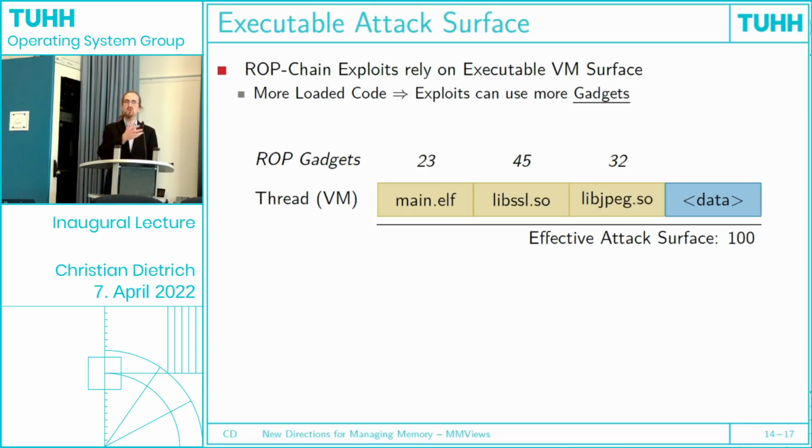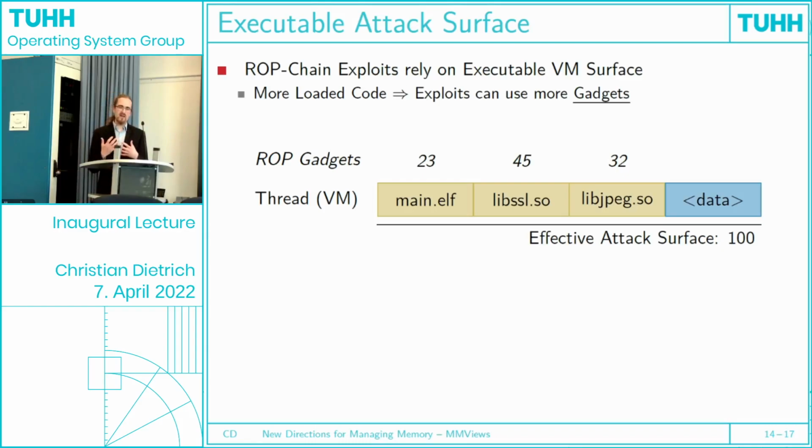So in essence, more code means more gadgets exist, exploits can use more gadgets, and it becomes easier. In our small example here, we have the main executable within our process with two libraries, and all of those executable files have some number of ROP gadgets. This is just an example at this point. When we sum it up, we have some kind of an effective attack surface of 100.